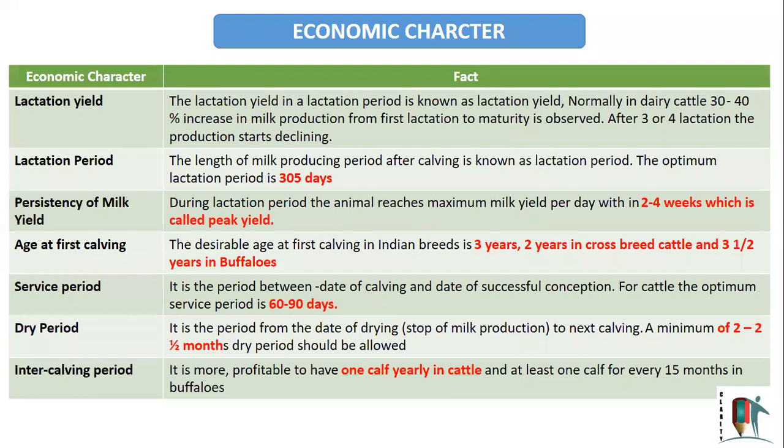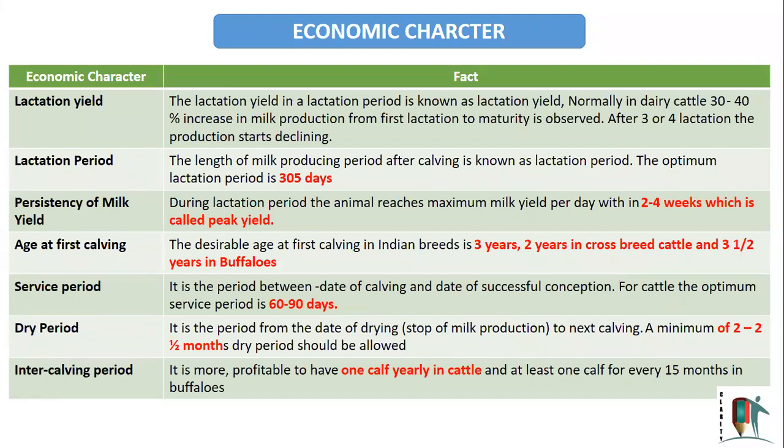Now this is very important: economic characters. What is lactation yield? What is lactation period? What is service period? What is dry period? You need to remember these, and the numbers whatever I have highlighted with the red color. Lactation period is 305 days. Okay, as per Nabard it was 270. Compare and remember. Persistence of milk yield is 2 to 4 weeks. It is called peak yield.